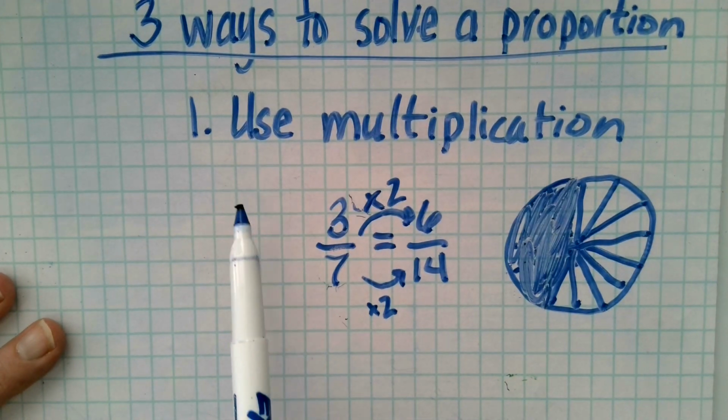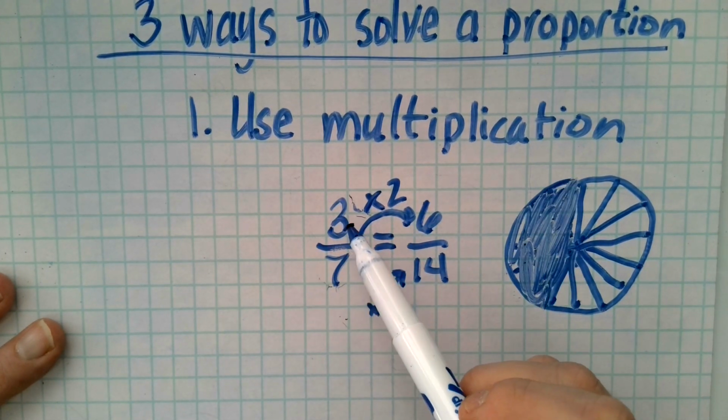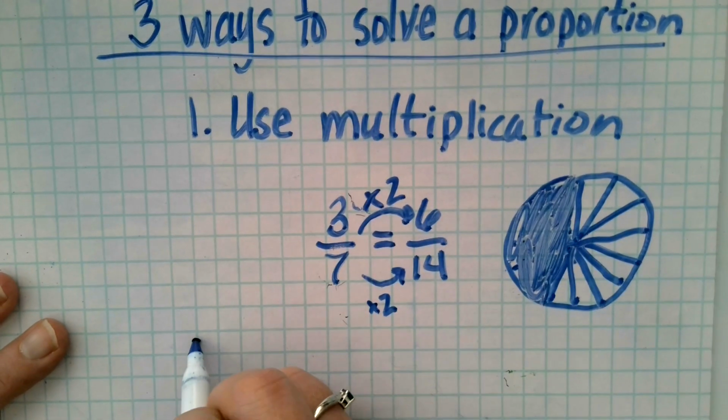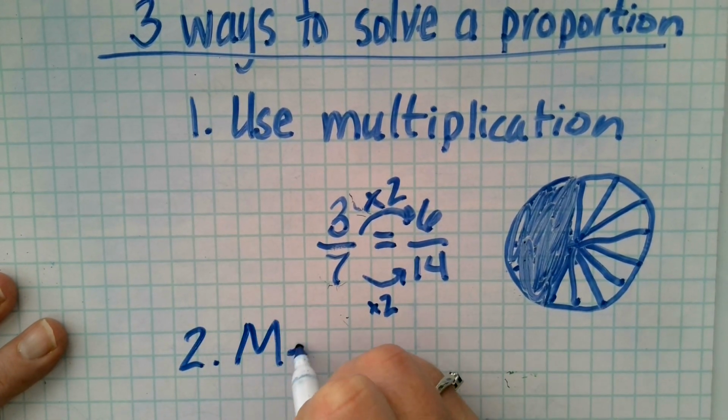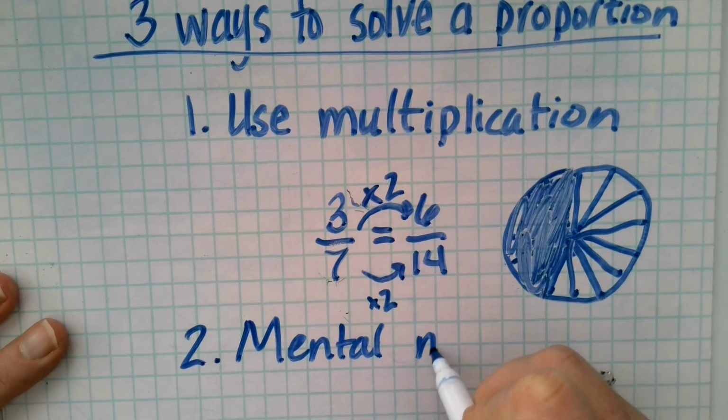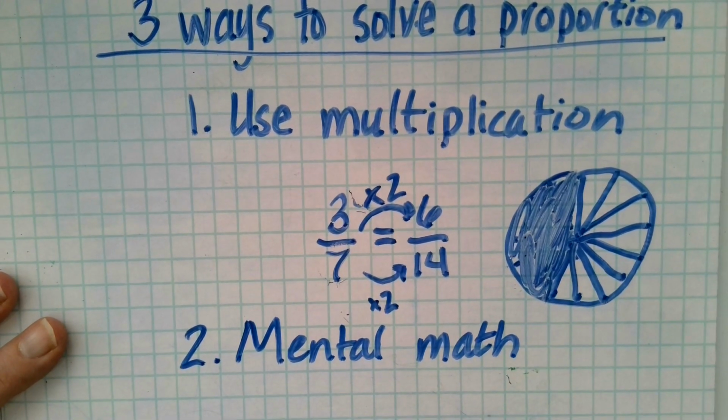And we know that because of multiplication. Whatever we do to the top, we do to the bottom. And we double checked it with mental math. And that is strategy number 2.